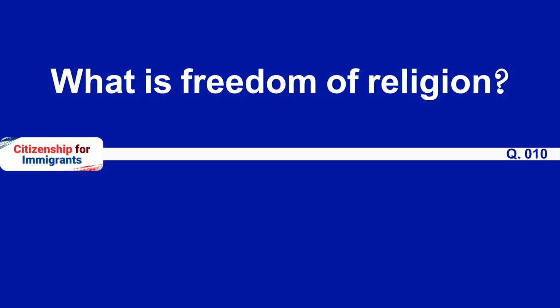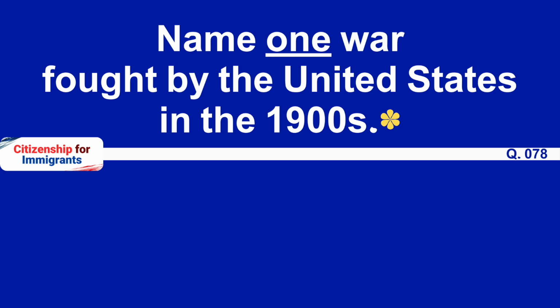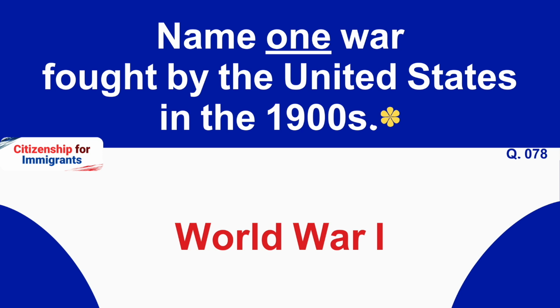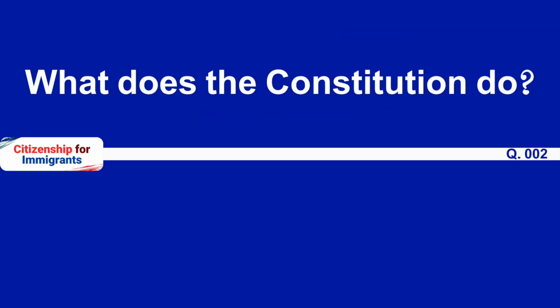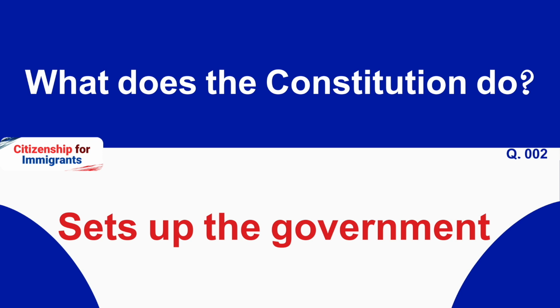What is freedom of religion? You can practice any religion or not practice a religion. Name one war fought by the United States in the 1900s. World War I. What does the Constitution do? Sets up the government.